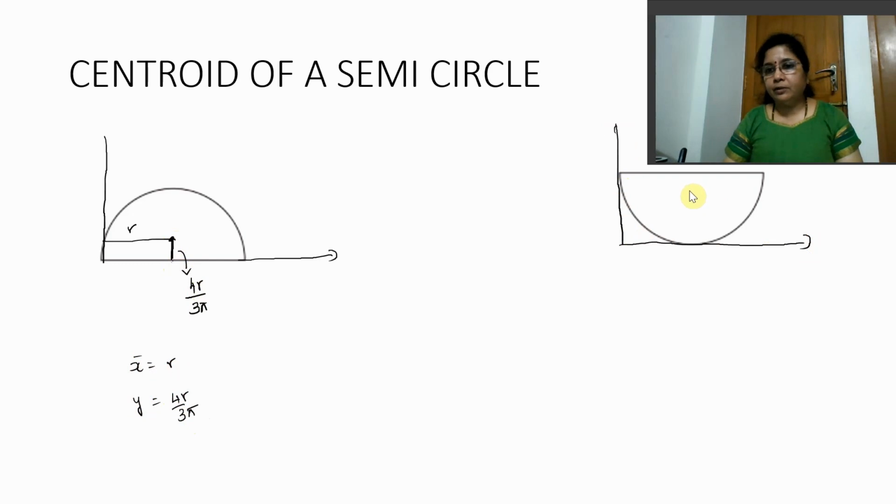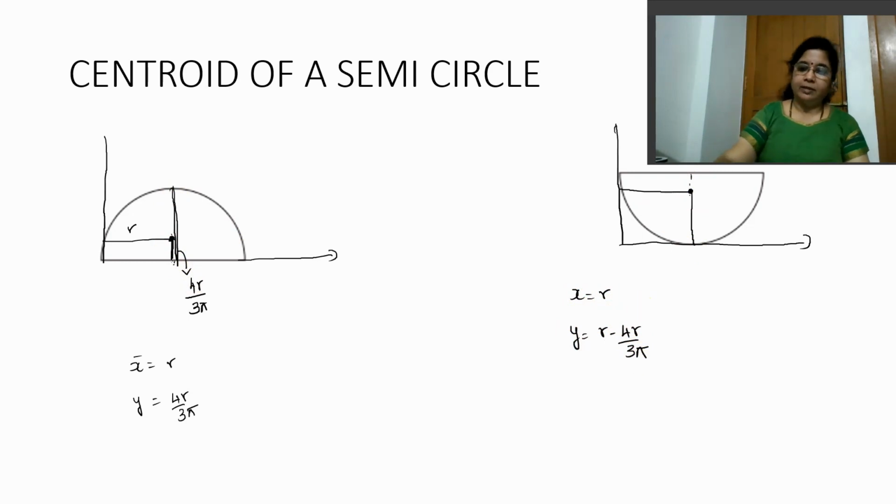Now, let us take this scenario. My centroid is going to be right here. Let's calculate x and y. So, x again is not at all a problem. X is r. Now, look at y. I told you, from the centroid, when you drop a perpendicular to the middle of the circle, it is 4r by 3 pi. But this entire length we know is r. If this distance is going to be 4r by 3 pi, what is the other distance going to be? Y is going to be r minus 4r by 3 pi. This is how you calculate for this semicircle.